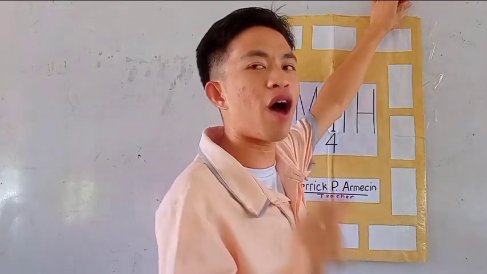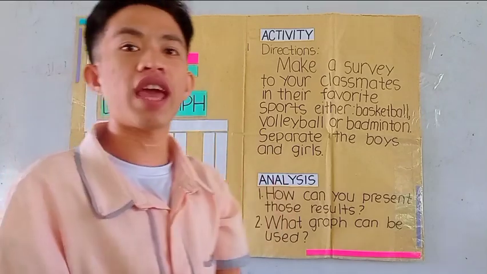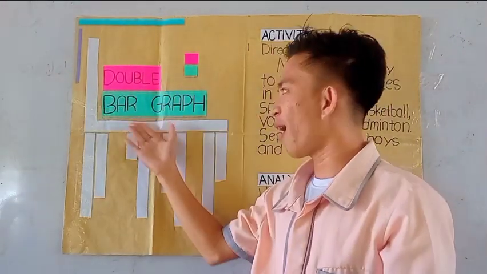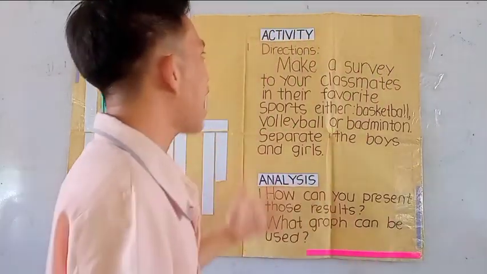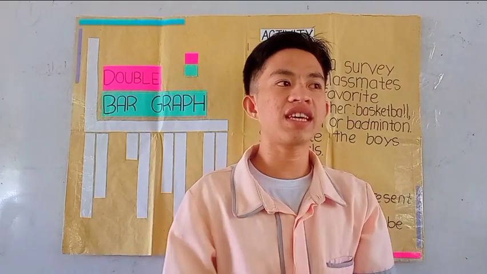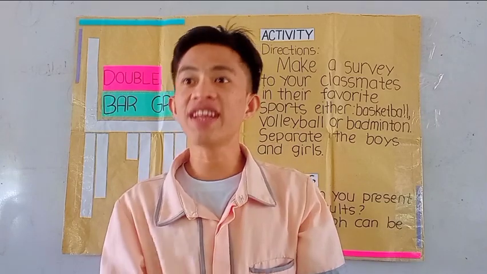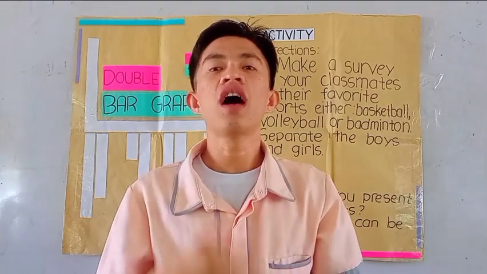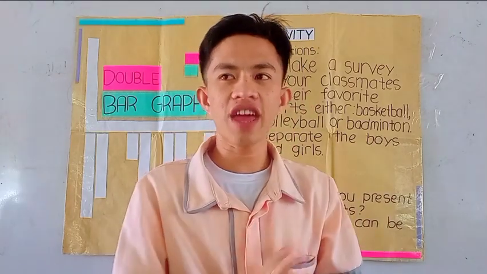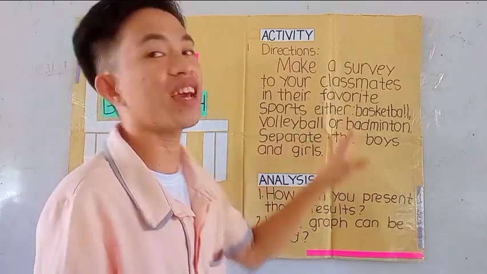So, let's talk about the mathematics today. What we're going to tackle today is all about, can you read? Double bar graph. Okay, very good. Now, who can recall what a single bar graph is? Yes, very good. A single bar graph has lots of shaded rectangles and some labels. Okay, very good. And now, our first activity, directions.